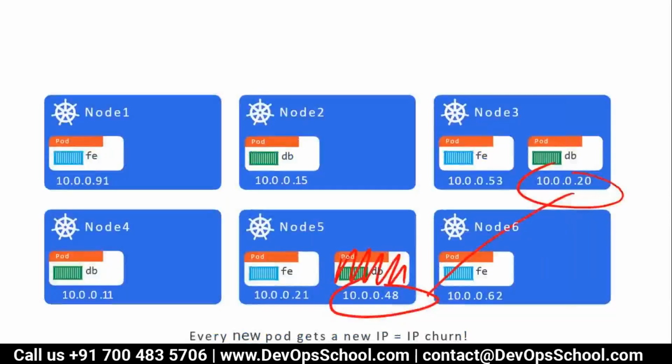Look at this image, a very simple image. Look at nodes 1, 2, up to 6. Each node has pods. Some nodes have one pod, and some have two pods. Inside each pod there is a container, one pod, one container. Looking carefully, a few containers are fe, meaning front end, and a few are db, meaning database.